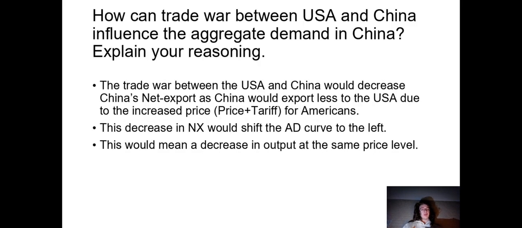So then, what are the effects of these? First, the trade war between the US and China would decrease China's net exports, as China would export less to the US due to the increased price for Americans. And this decrease in net exports would shift the aggregate demand curve to the left, which would mean a decrease in output at the same price level.